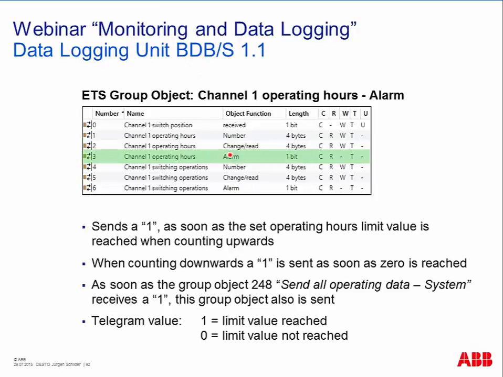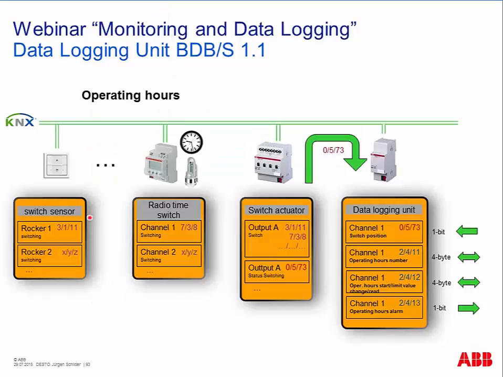And the last one, operating hours alarm. If, for example, the operating hours have reached our limit, our threshold, then it sends the alarm message, the logical one. So here's an example. In our installation we have a switch sensor or a time switch, and a brightness sensor. With rocker 1 we switch our output A. Channel 1 of this time switch is also channel A. So here we have linked a lot of group addresses.